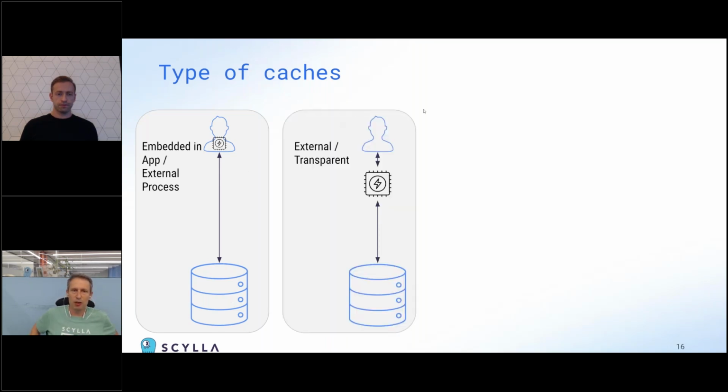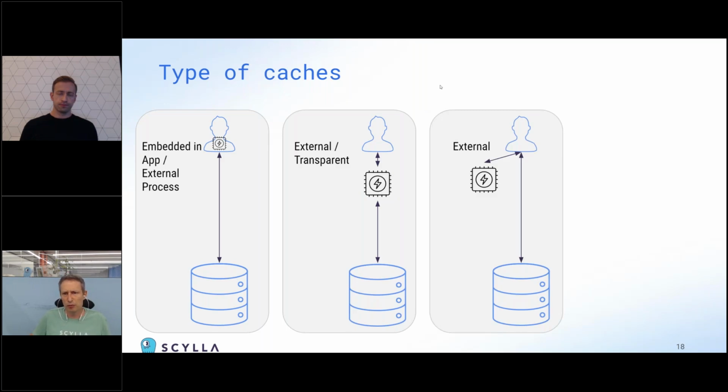The second type of cache, which is pretty sophisticated, is what I call external transparent caching. One good example of such caching is that if you're using DynamoDB, it comes with a cache called DAX, which is completely transparent in the sense that it doesn't have a different API. It uses the same API as DynamoDB. It does come with some extra complexity. I will talk about it a little bit later.